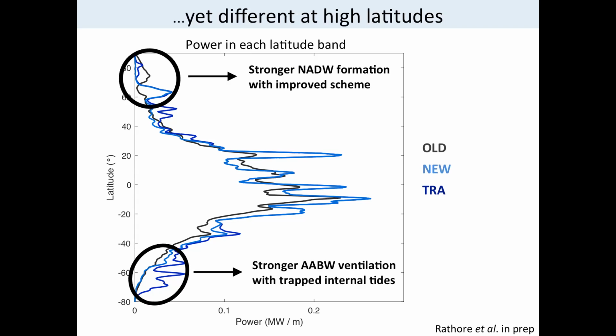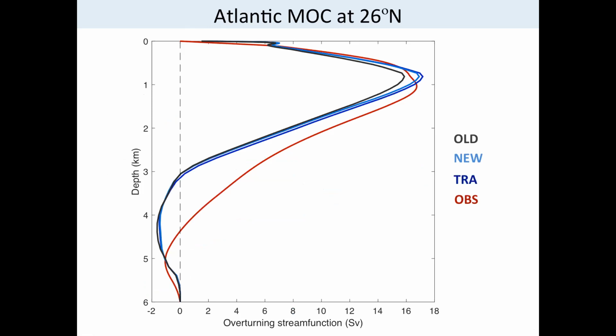Now, there are some differences at high latitudes. And when you include remote tidal mixing, you get stronger NADW formation. And you have more energy basically in the North Atlantic in particular. And when you include trapped internal tides, you have much more energy in the southern high latitudes, and you have stronger ventilation of Antarctic bottom water. So this is illustrated very quickly in the next two slides.